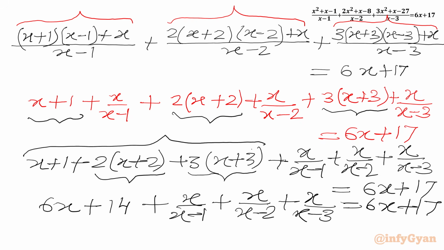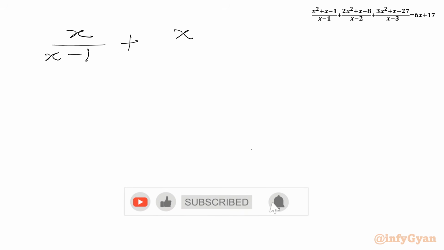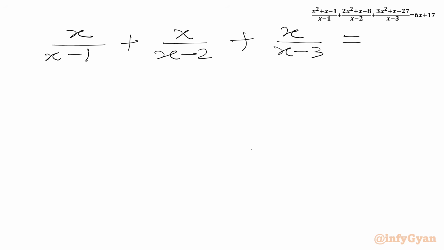Now we will subtract 6x from both the sides. So 6x will be over. Now we are going to subtract 14 from both the sides. So plus 14 and minus 14 will be cancelled out. 17 minus 14 is 3. So in the RHS we can write 3. In the LHS we will write these three terms only. So I will write x over x minus 1 plus x over x minus 2 plus x over x minus 3 equal to 3.